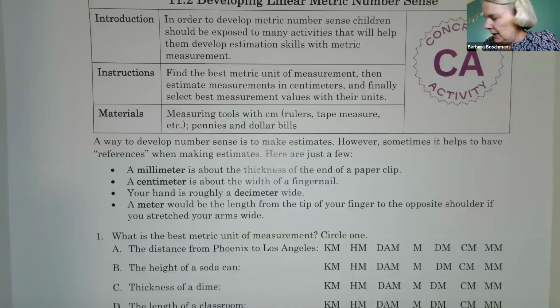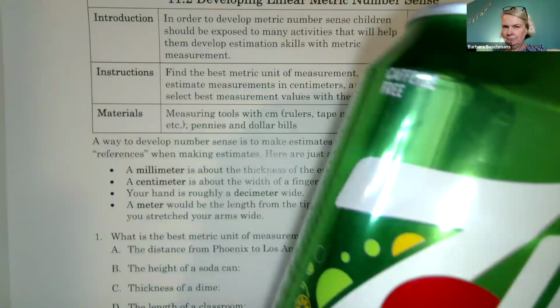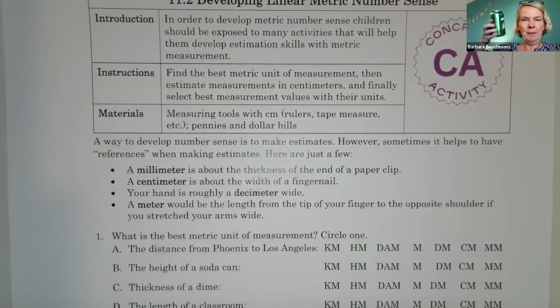One of the activities that we give students, and we do this in both the English system and the metric system, we're only doing that in the metric system, is to figure out the best metric unit of measurement. A is the distance from Phoenix to Los Angeles. B is the height of a soda can. It will help if you bring one in. Maybe I'll put it next to my head about this. I mean, this was a decimeter, so a little bit more. So decimeters we discussed also aren't used as often, so probably centimeters.